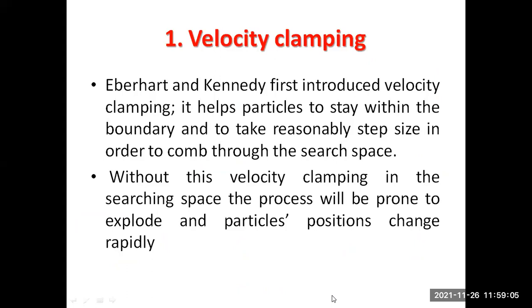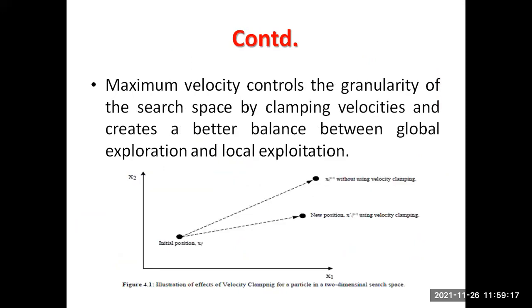Without velocity clamping in the search space, the process will be prone to explode and the particles' positions change rapidly. It will reach the surface and it may cross the boundary also. So maximum velocity controls the granularity of the subspace by clamping velocity and creates a better balance between global exploration and local exploration. We need to control the balance between global exploration and local exploration.